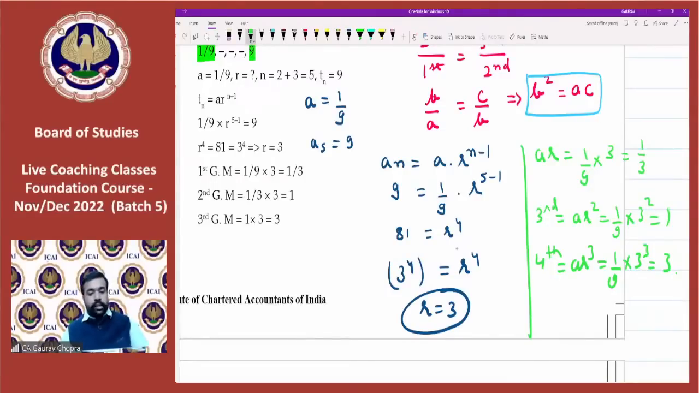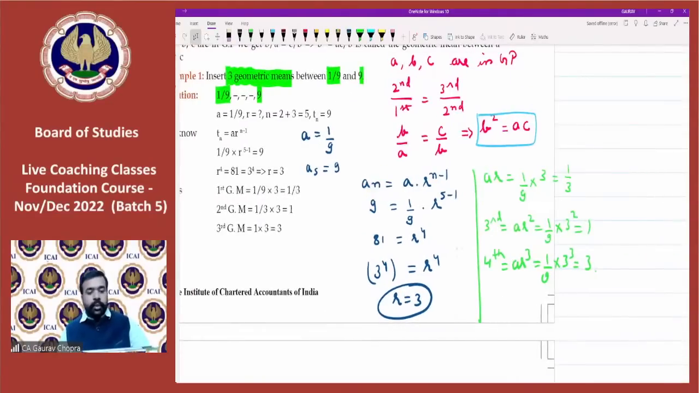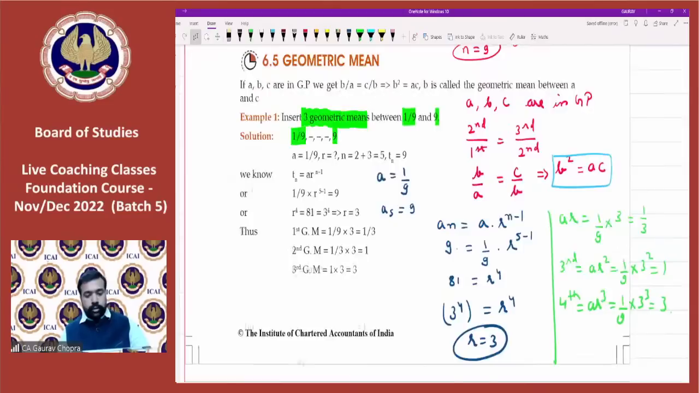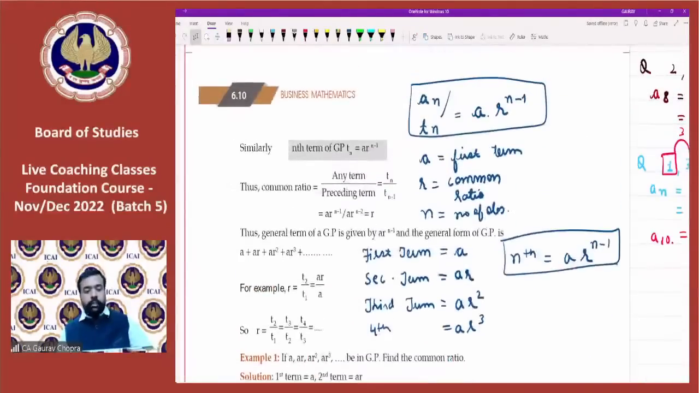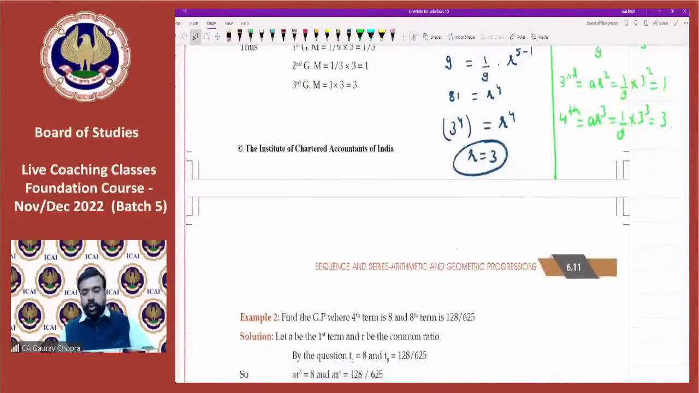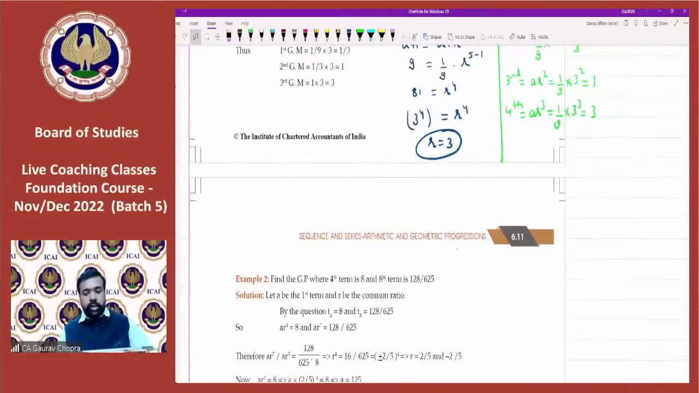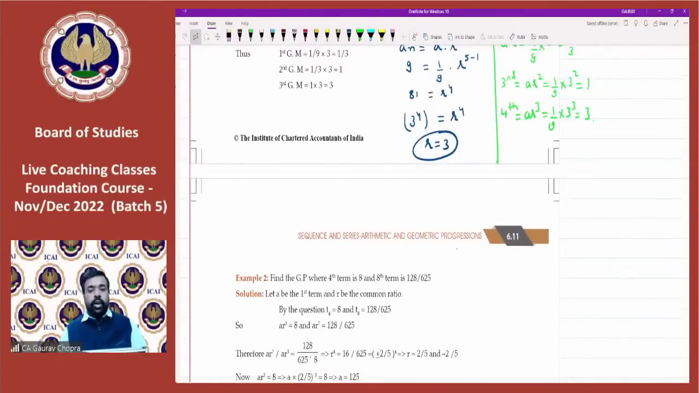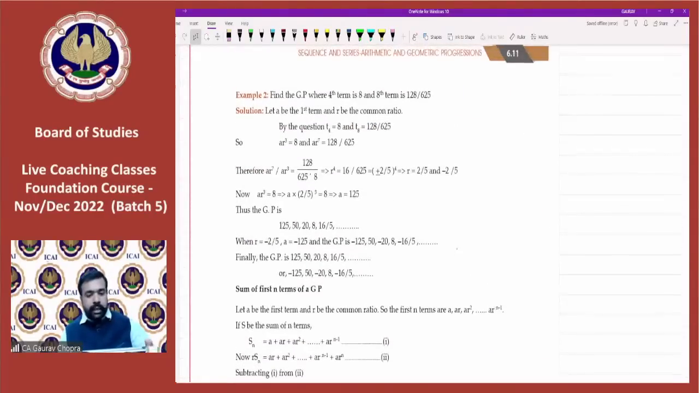Okay. So this was example number one. And the page number is 6.10. Somebody has asked the page number. So it was 6.10 from the study material. All right. Okay. So now let us move towards the next example.